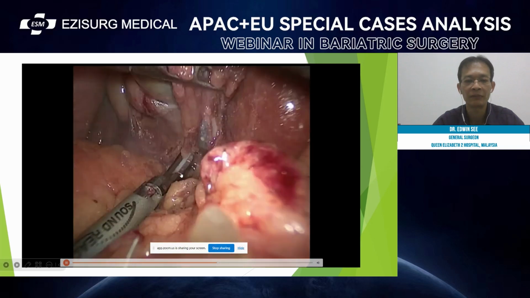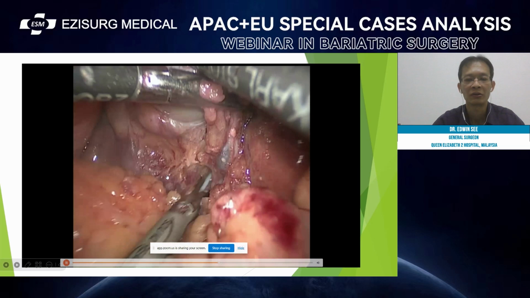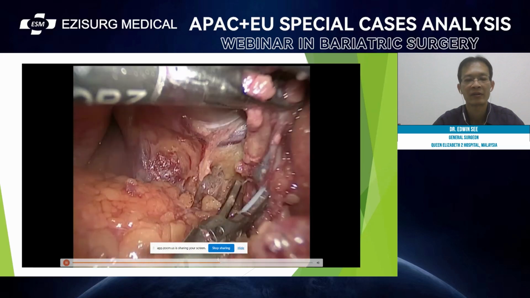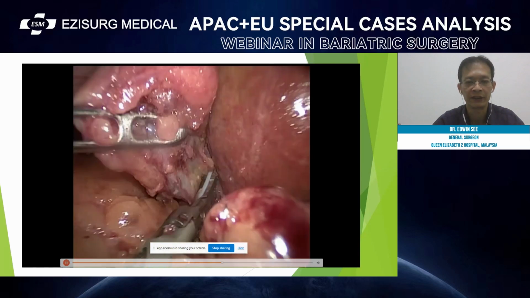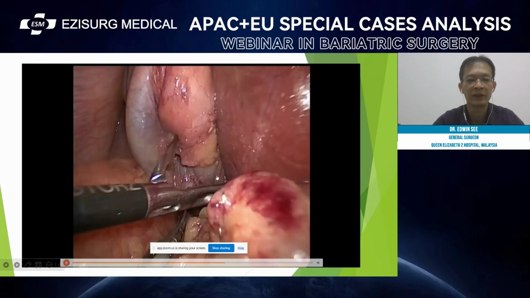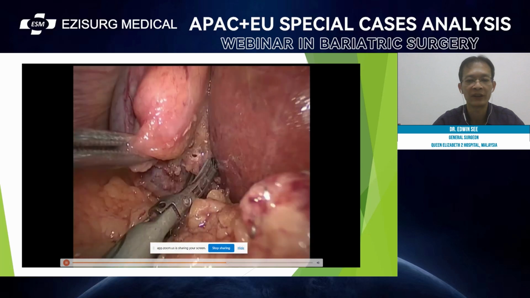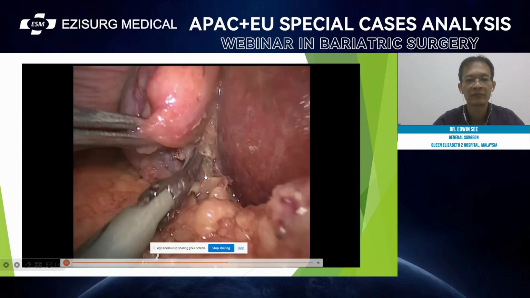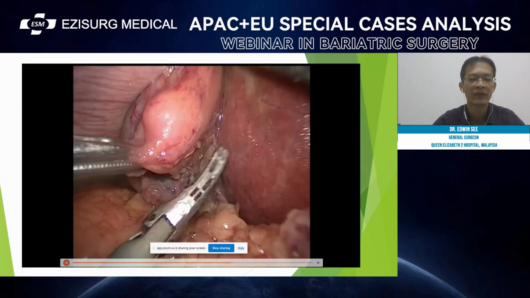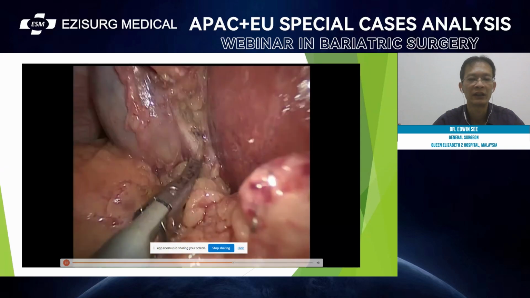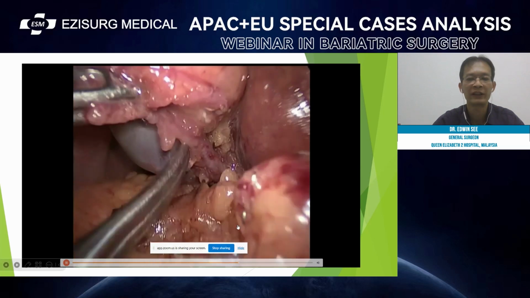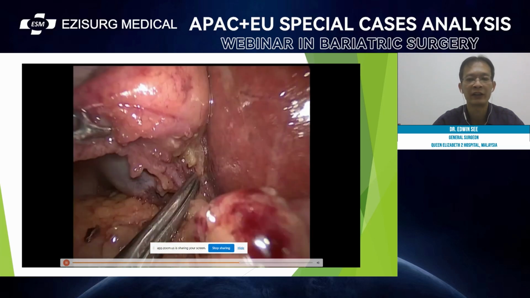Until then, I will use a Maryland to open up the hepatocystic triangle more instead of using the energy device. Okay, now you can see that this is a Maryland to dissect, to open up the structures that are near to the gallbladder. Again, the window opening can be small because the gallbladder is still positioned quite near to the liver bed. Opening up the window anteriorly and now posteriorly.